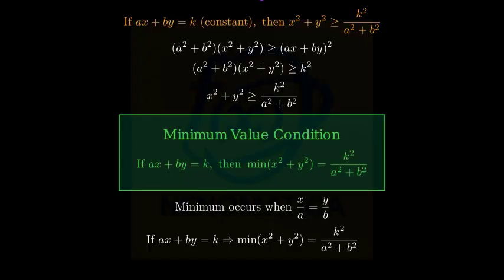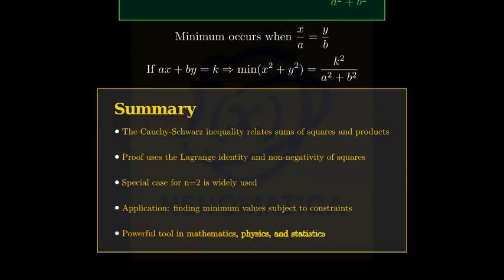Let's summarize what we've learned about the Cauchy-Schwarz inequality. First, we stated the general form of the inequality for any number of variables. Second, we proved it using the Lagrange identity, showing that removing a non-negative term gives us the desired inequality. Third, we looked at the special case when n equals 2 and saw an application involving the minimum value of a quadratic expression subject to a linear constraint.